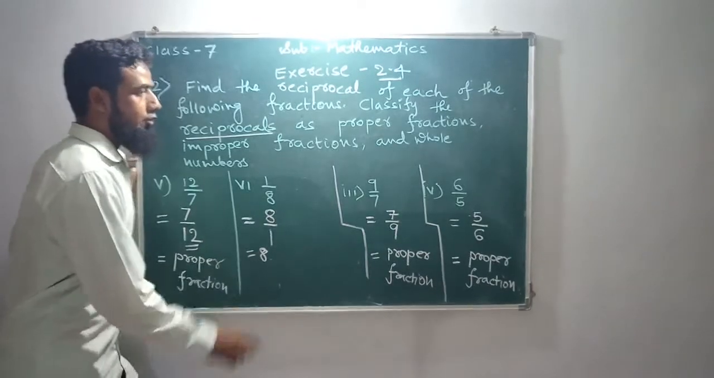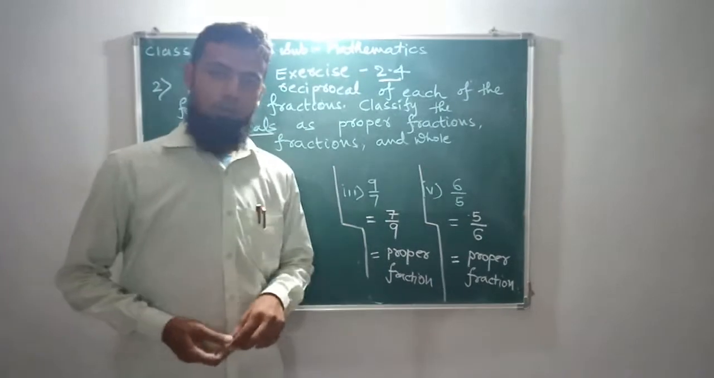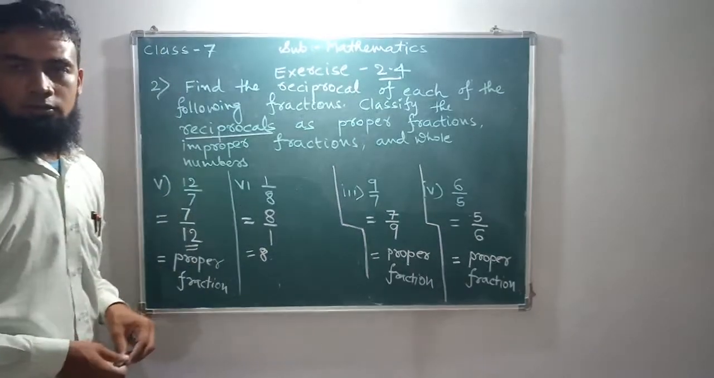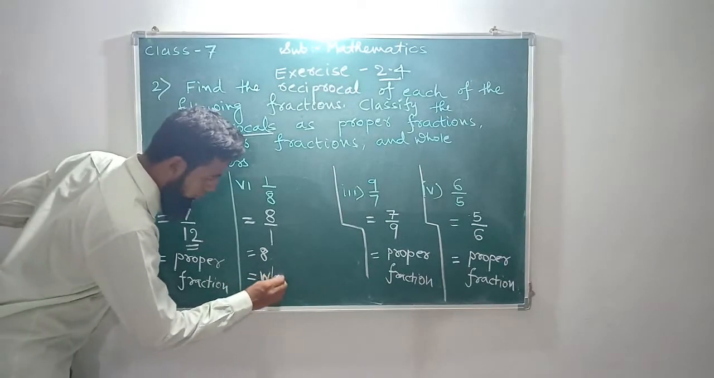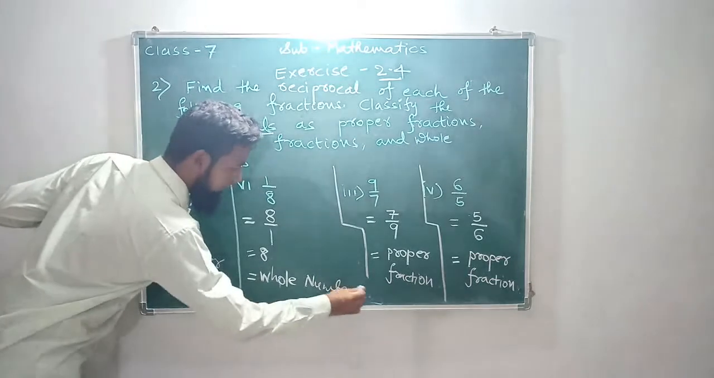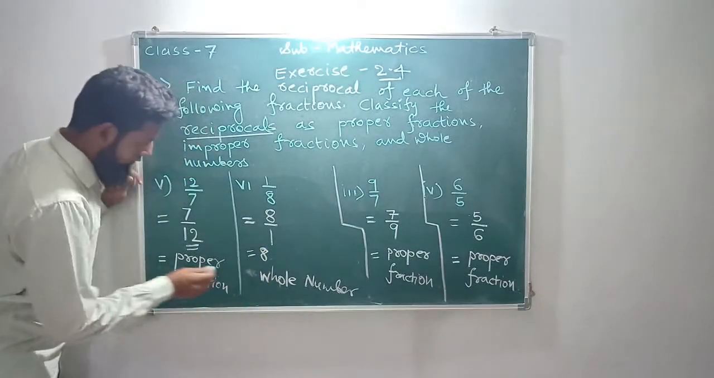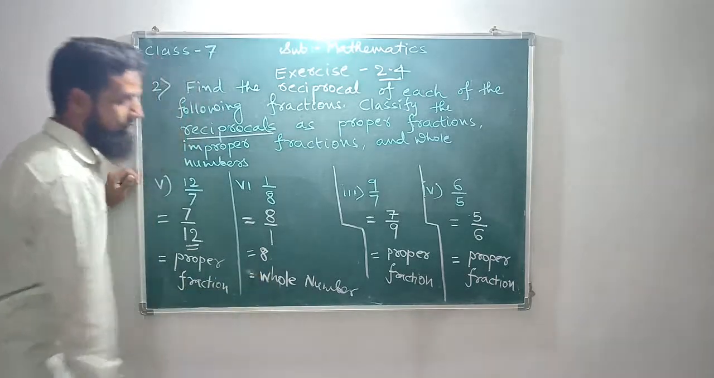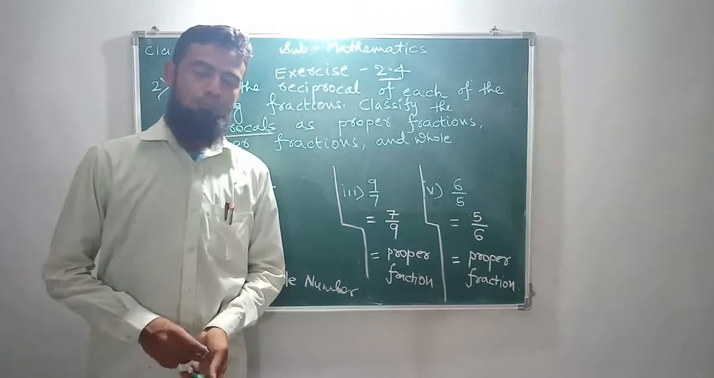So tell me, which type of fraction? Proper fraction, improper fraction or whole number? Okay, so this is, beta, a whole number. Okay, 8 is a whole number. And the last question you have to do by yourself.